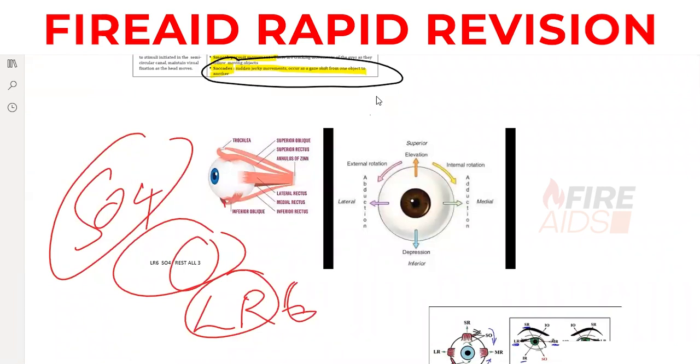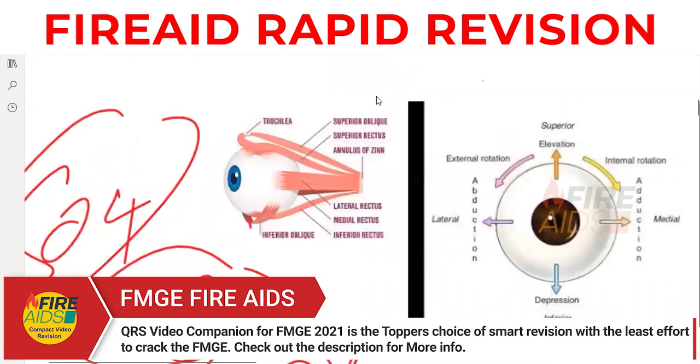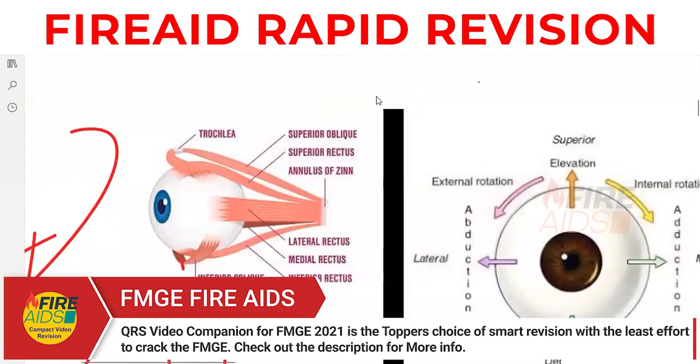So here is a picture, just for your understanding. I don't think you'll get this picture. This is the superior oblique. This muscle is the superior rectus. Similarly, there is an inferior oblique and inferior rectus. Then this muscle is the lateral rectus. On the other side, there is going to be a medial rectus.